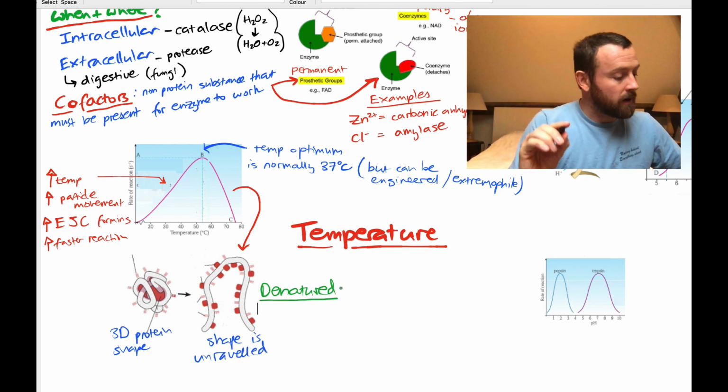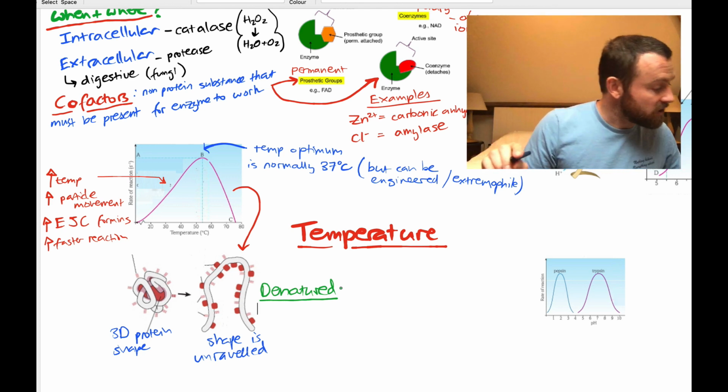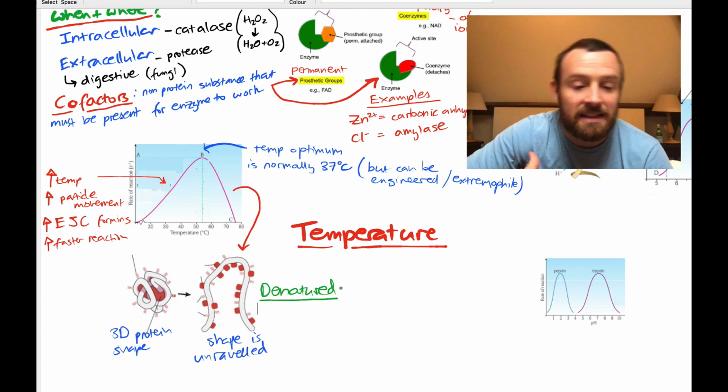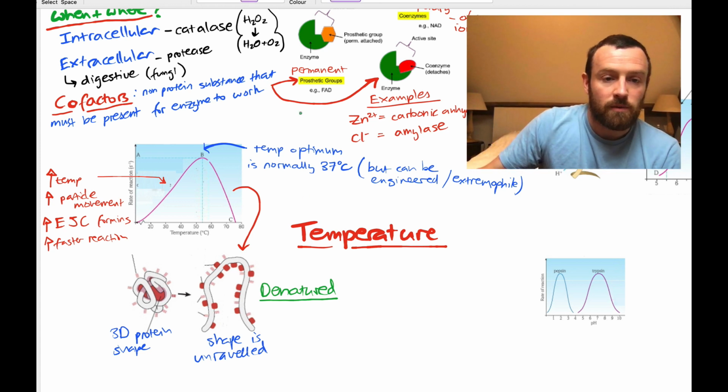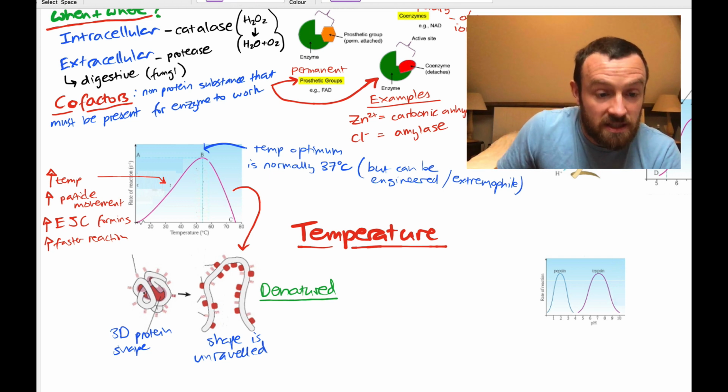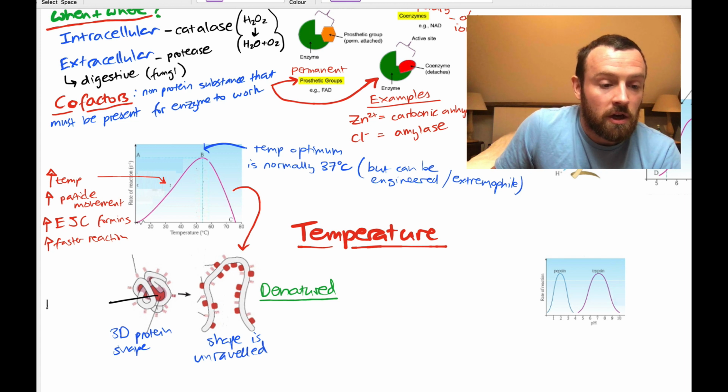So what is happening when something is denatured? It's basically the bonds that hold the structure, the 3D structure of the enzyme, start to get broken. So what type of bonds have we got? On this diagram here, this internal red mass is showing hydrophobic interactions.